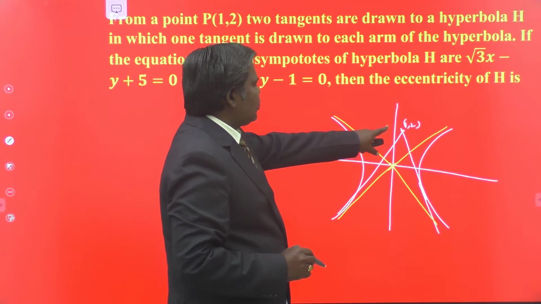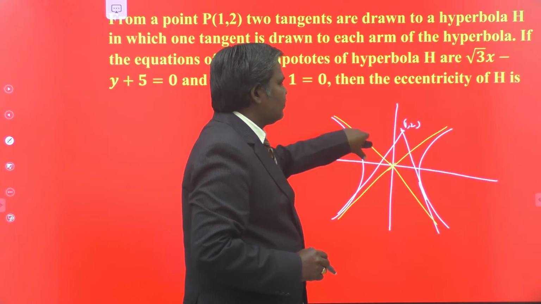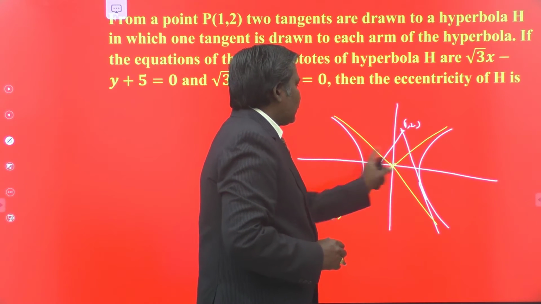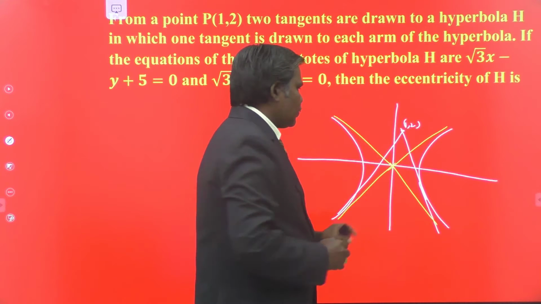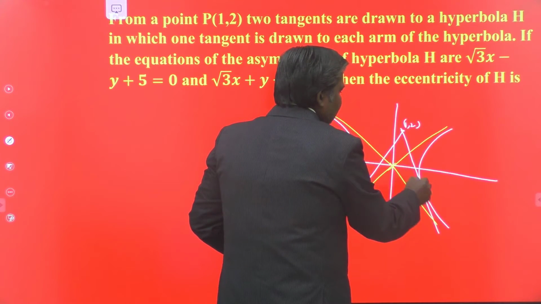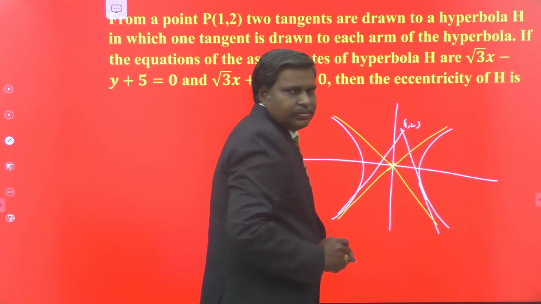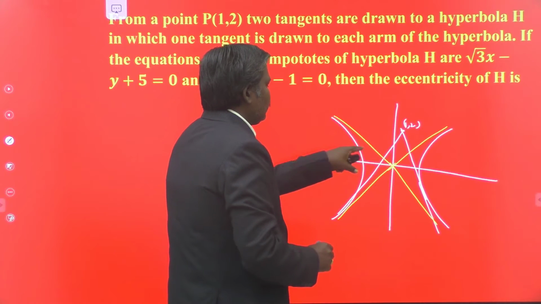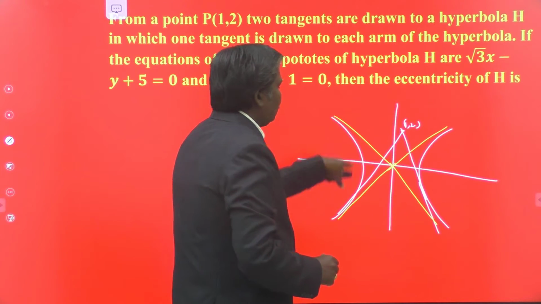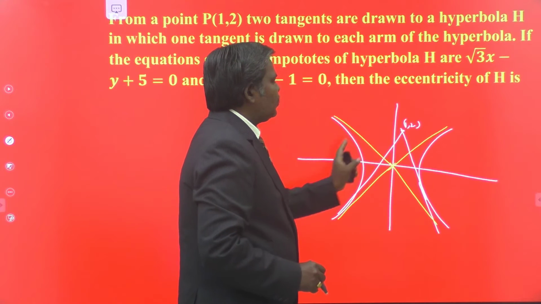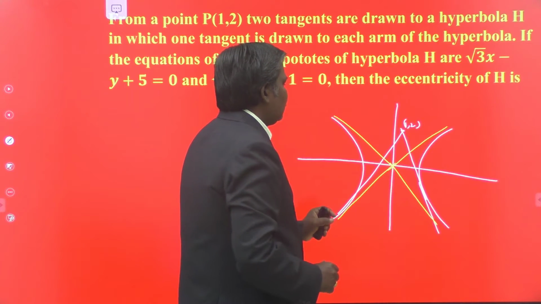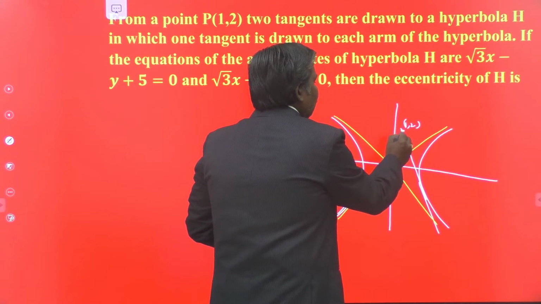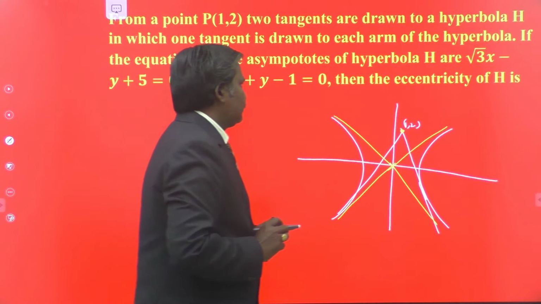Now your point (1, 2) must be in this region, because two tangents are drawn from that point to the hyperbola, one to each arm. Suppose your point is in this region, then two tangents are drawn to the same arm. Suppose this is the point here itself, two tangents are drawn in this manner. So two tangents can be drawn to the same arm. Now two tangents are drawn to the two arms in this manner. Your point may be in this region or in this region. So your point (1, 2) is here, that is, in this region.